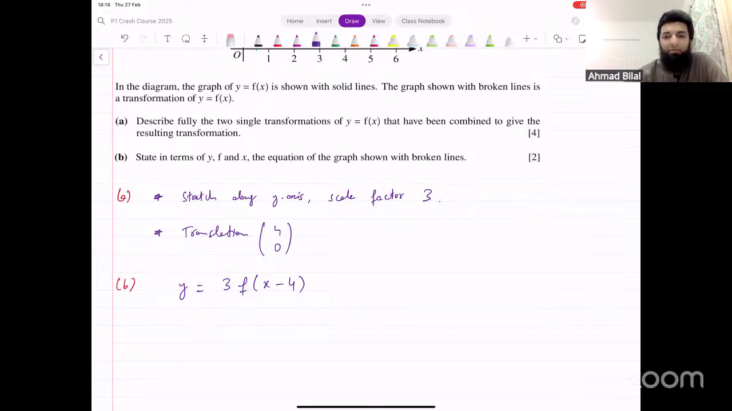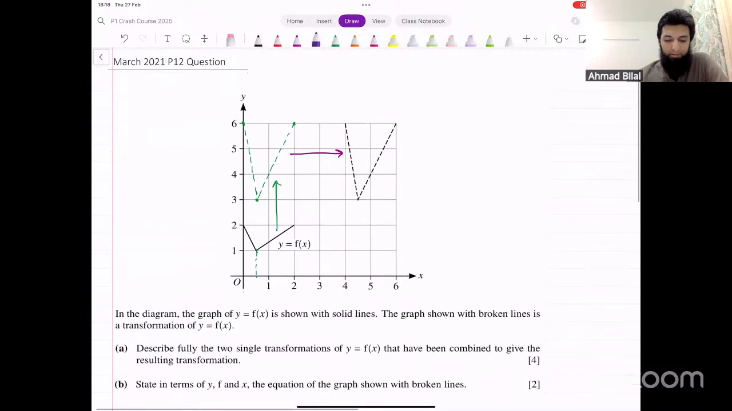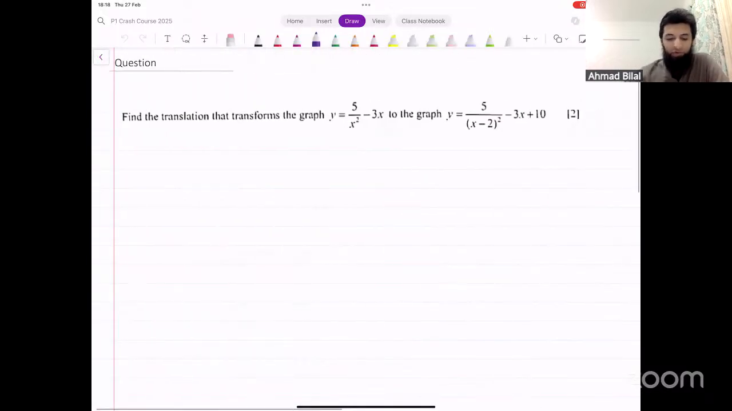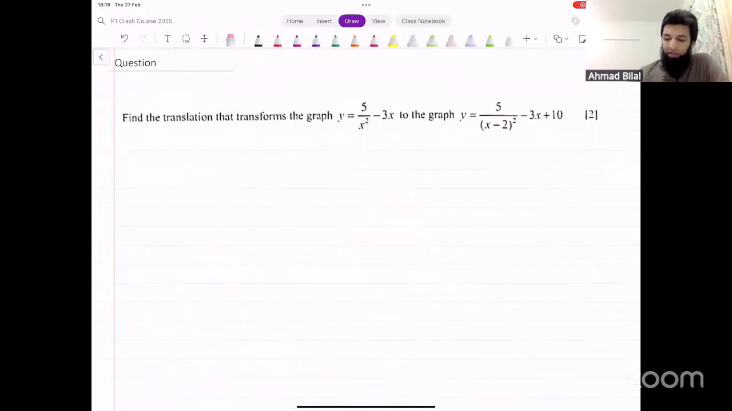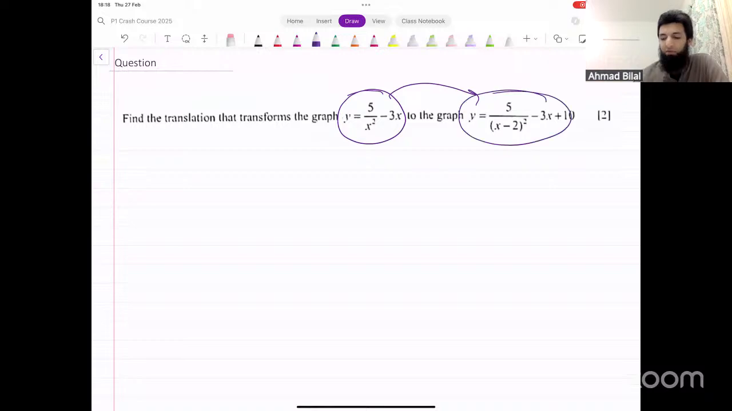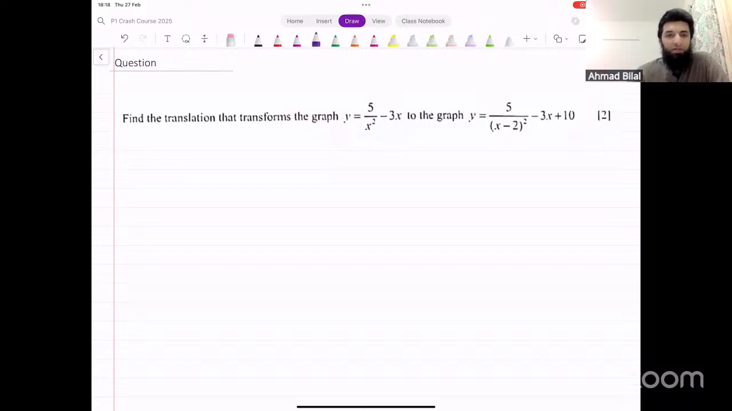All right, let's move on to the next one. That was from March 21. Let's have a look at another. Now, this is a tricky one. Find the translation that transforms the graph y equals 5 over x squared minus 3x to the graph y equals 5 over (x minus 2) whole squared minus 3x plus 10. They've already given you a hint that it has to be a translation.